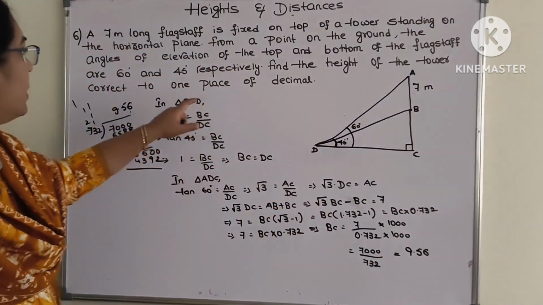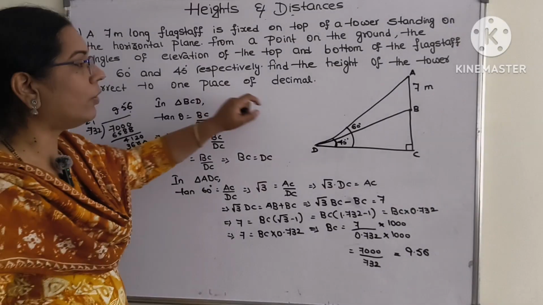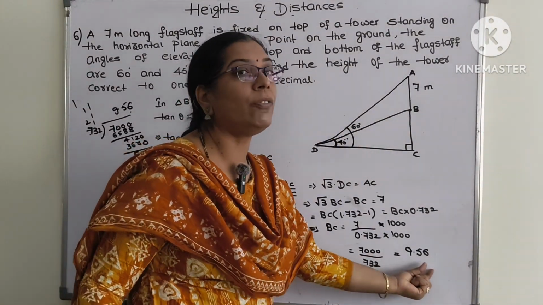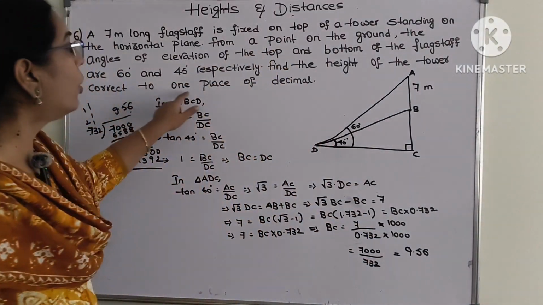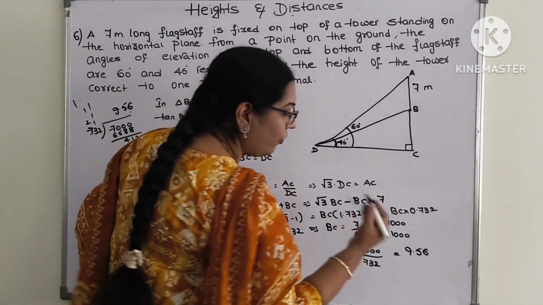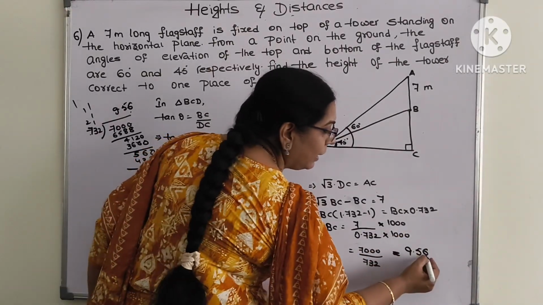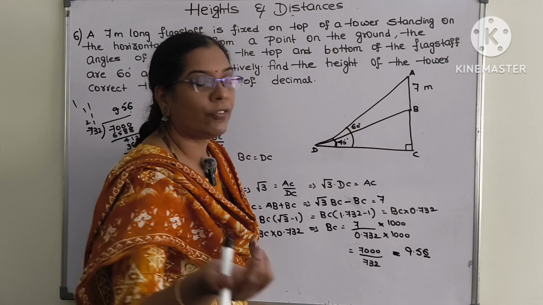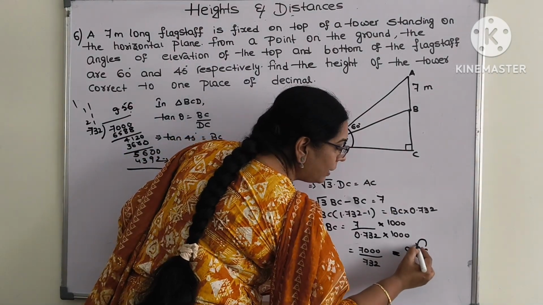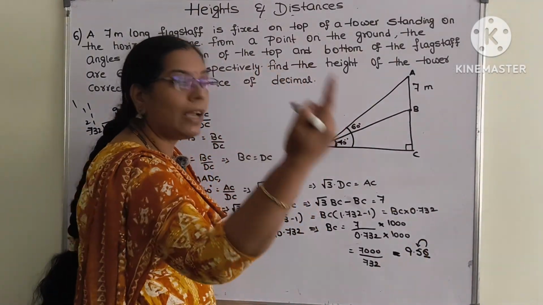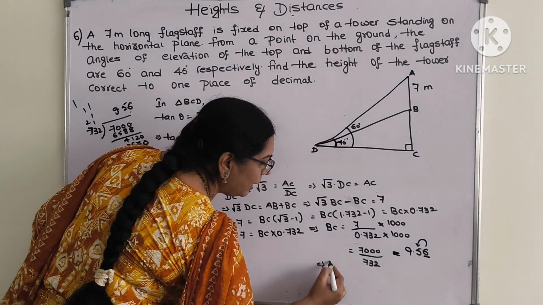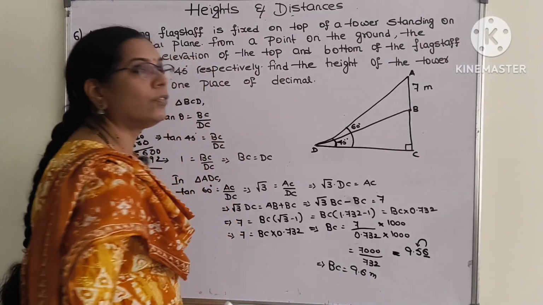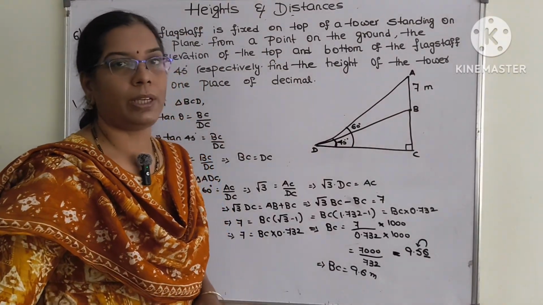What is it that they said? They said that we have to find the height of the tower. The height of the tower is nothing but BC. We got 9.56, but we can't leave it like that because they said round off to one decimal. To round off to one decimal, we have to look at the second decimal. This second decimal is greater than 5, so the digit previous to that will take the higher value. So BC is equal to 9.6 meters. So the height of the tower is 9.6 meters.